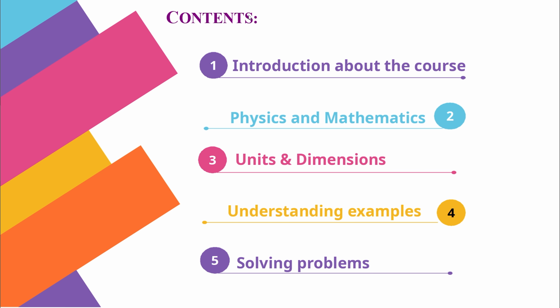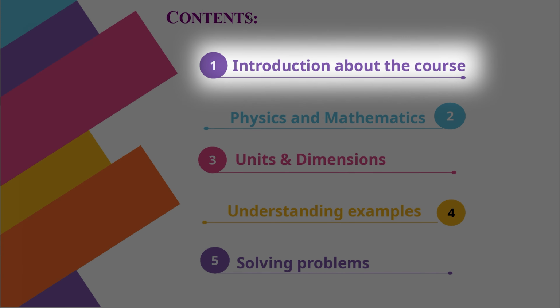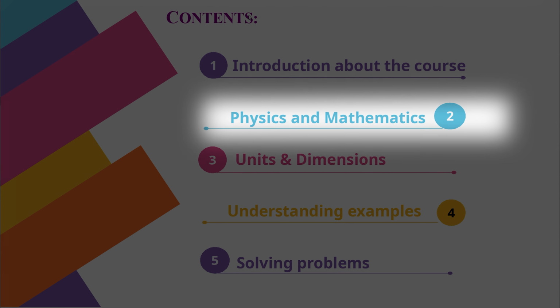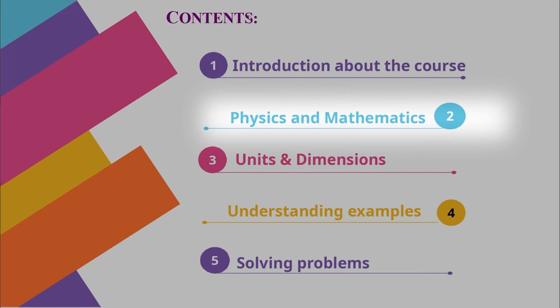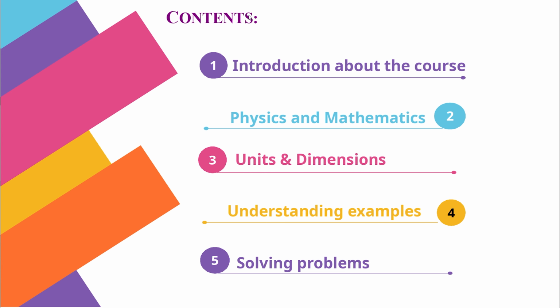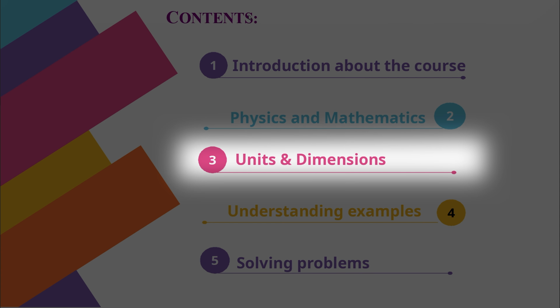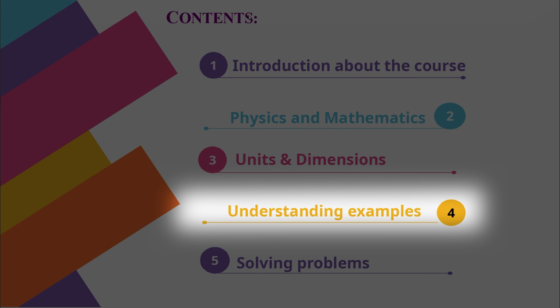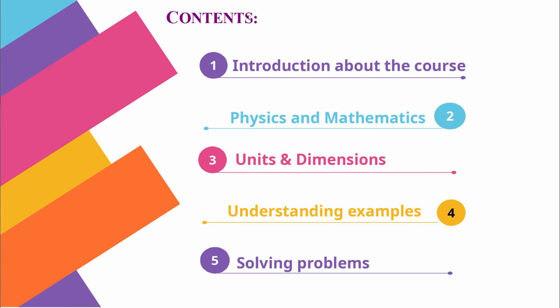Now I'll be walking you through the contents. We'll start with the introduction about the course, like how we'll study each chapter, understand theories, solve problems, and how the chapter is relevant for exams. Then we'll start with chapter 1's first topic, that is physics and mathematics. Here we'll get to know why mathematics is called the language of physics. Then we'll talk about basics of units and dimensions. Once theory portions are completed, we'll proceed with solved examples and correlate them with theory. Finally, we'll solve problems given at the end of every chapter.